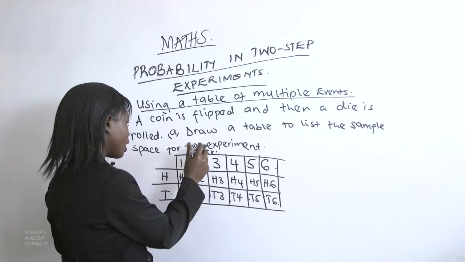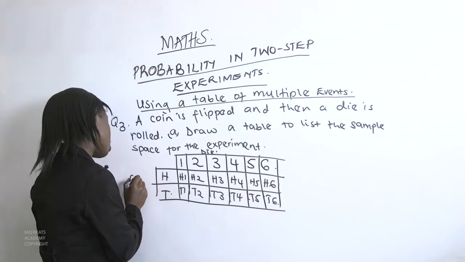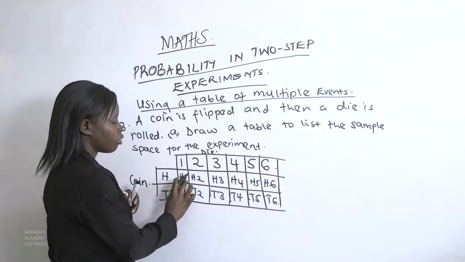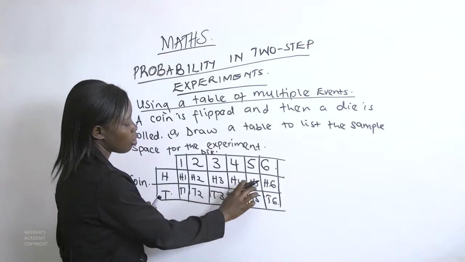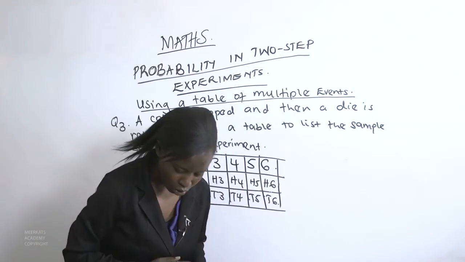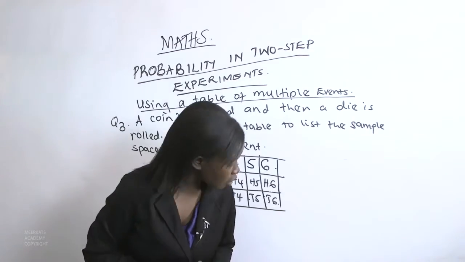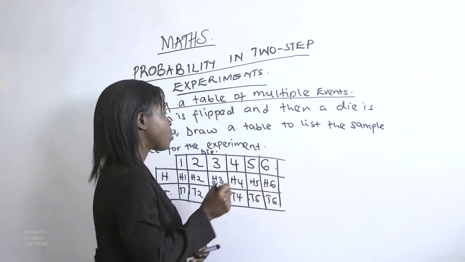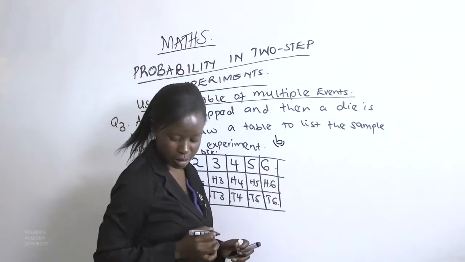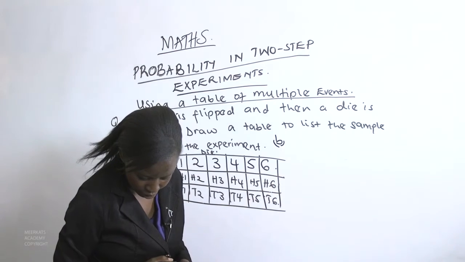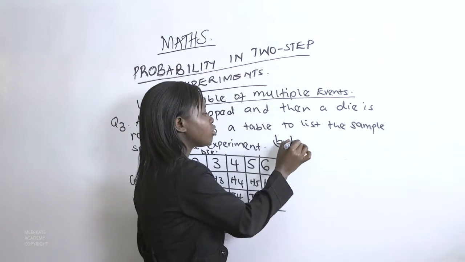So we have a die and a coin on this side. So we have a sample space of 12 outcomes in total. So that was part A of the question. Part B is requiring us to find how many possible outcomes there are.